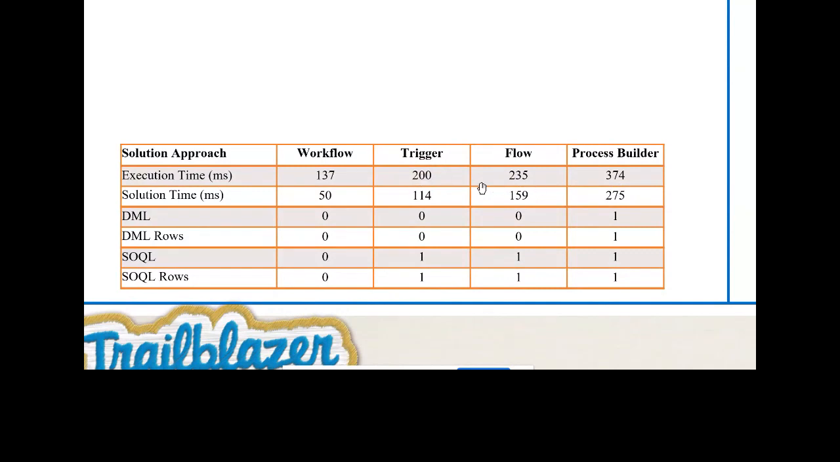This is not a big difference. Still, you can see there is a difference in total time taken for a trigger, flow and process builder. Similarly, if you just consider the time taken to execute the workflow, it is just 50. For the trigger, it is 114, and for flow and process builder, you can see here also the time taken is more for a process builder execution.